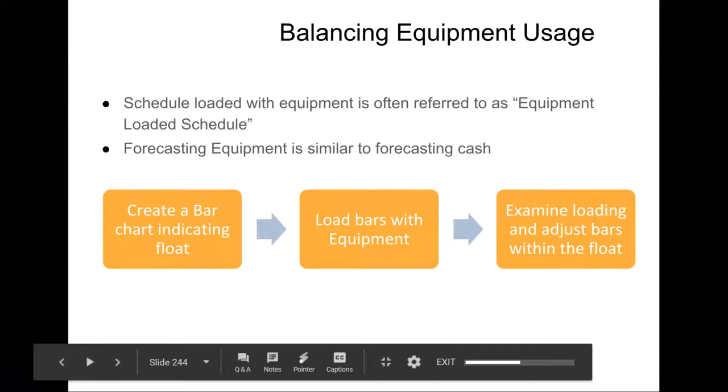Firstly, a schedule loaded with equipment is often referred to as an equipment loaded schedule. In comparison, we were talking about a cost loaded schedule in our previous example. Forecasting equipment is very similar to forecasting cash. So we create a bar chart indicating floats, and we load our bar charts with the equipment information, and then we examine the loading and adjust the bars within the float to ensure that we are addressing the required constraint.